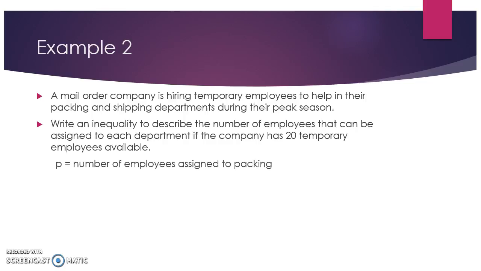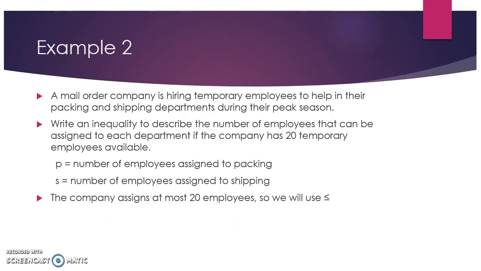So we're going to go ahead and set up our variables. We're going to have P equal the number of employees that they assign to packing, and S be the number of employees they assign to shipping. The company will assign at most 20 employees, so we will use less than or equal to because they can assign less than 20 or they can assign exactly 20. And we're going to end up with an inequality that looks like this. We have P plus S is less than or equal to 20.